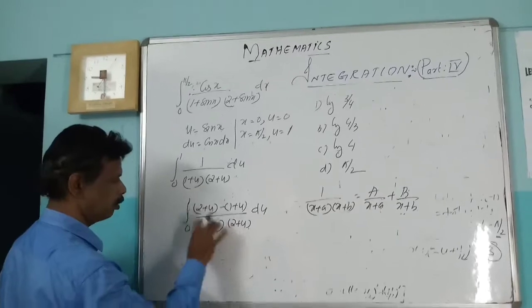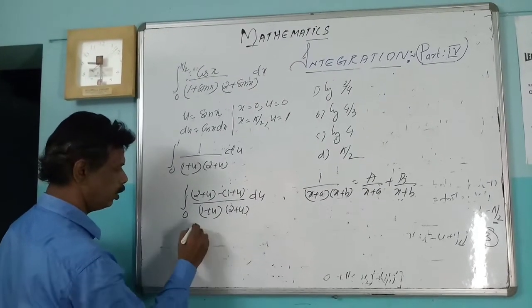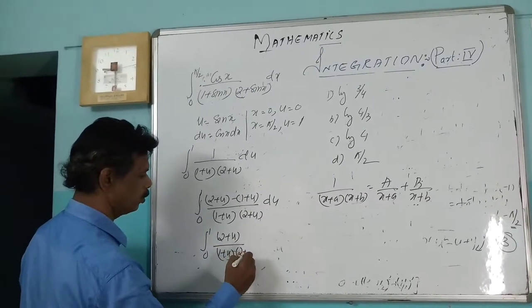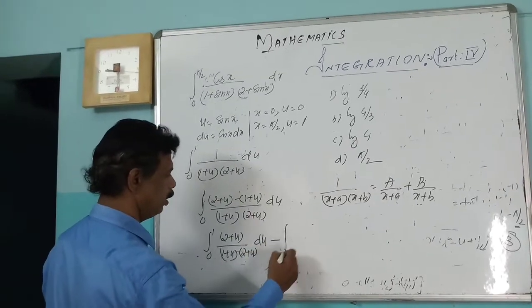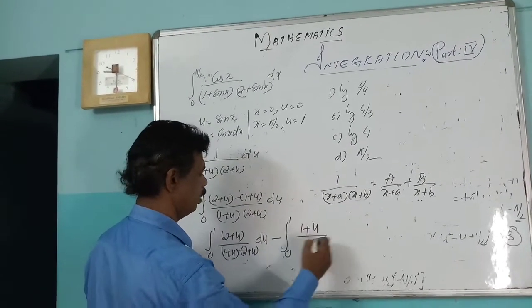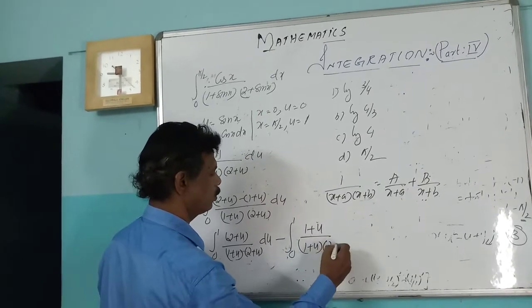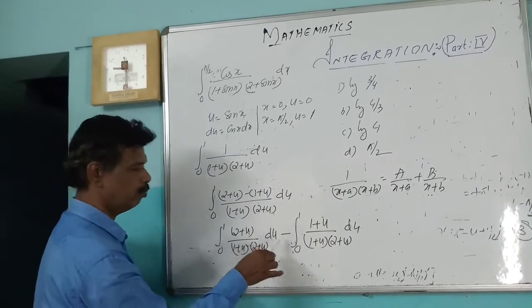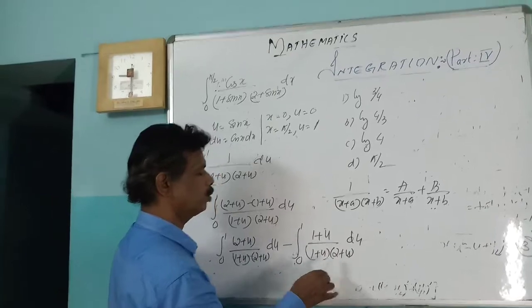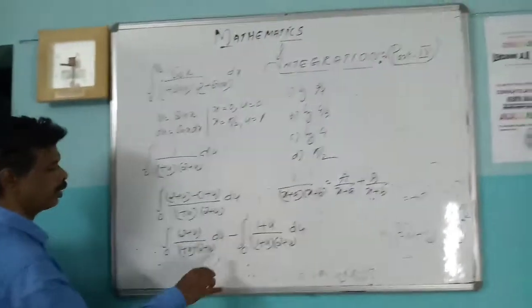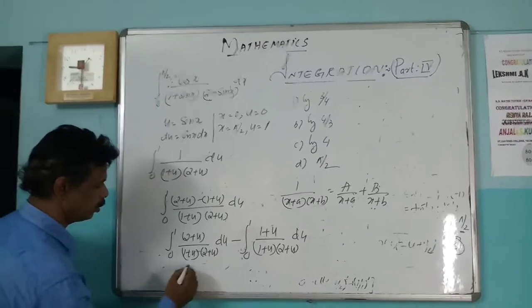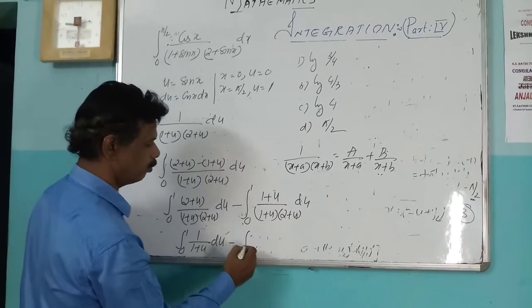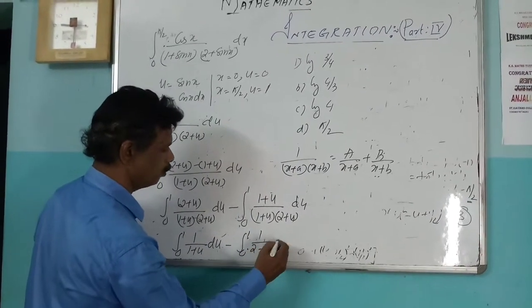Here, apply the method, splitting the term: integral 0 to 1, (2 plus u) by (1 plus u) into (2 plus u), minus integral 0 to 1, (1 plus u) divided by (1 plus u) into (2 plus u) du. We can cancel this 2 plus u, then this becomes integral 0 to 1, 1 by 1 plus u du. Here also we can cancel 1 plus u, then the remaining term is 1 by 2 plus u du.